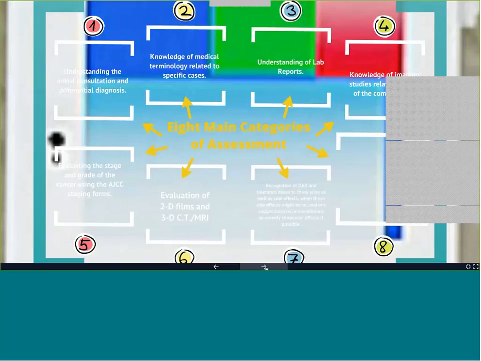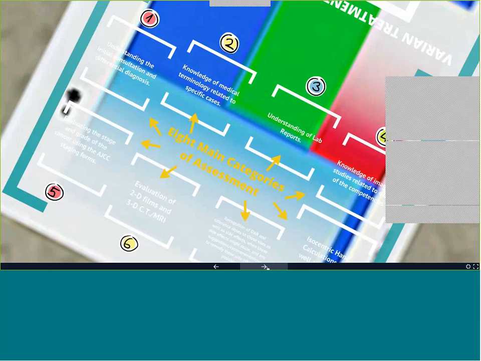7, recognition of organs at risk and tolerant doses to each site, as well as side effects, when those side effects might occur, and any suggestions to remedy those side effects if possible during the patient education phase. And 8, completion of both hand calculation using TAR techniques and the isocentric field, as well as 3D calculations using our Varian Eclipse planning system.